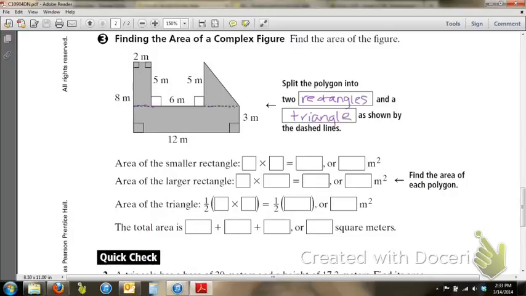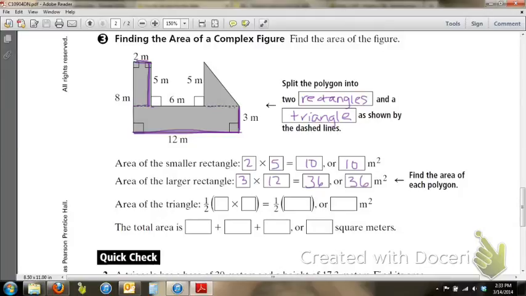So the smaller rectangle, base and height, so 2 times 5 is 10, or 10 meters squared. The larger rectangle is 12 by 3, which is 36, or 36 meters squared.